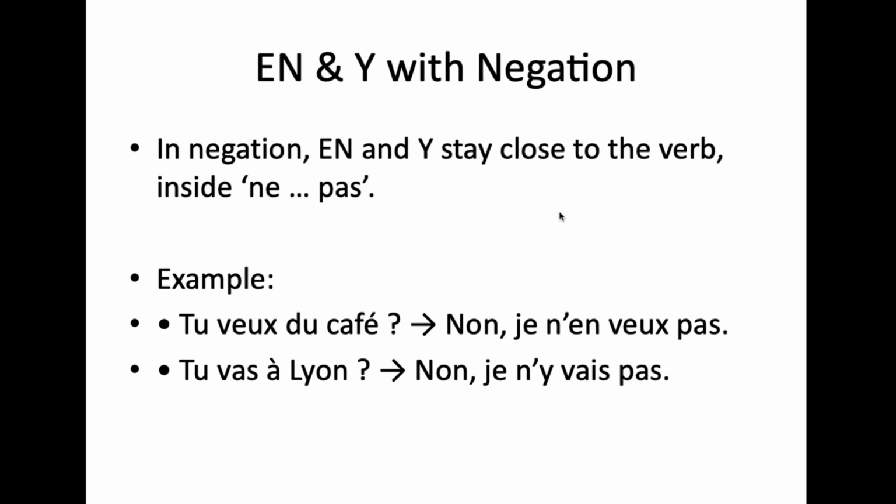With negation, we also have to be careful. "Tu veux du café? Non, je n'en veux pas." As you can see, we put the first negative element, the pronoun, the verb, then the second negation element. Same thing with y. "Tu vas à Lyon? Non, je n'y vais pas." First negative element, pronoun, verb, and second element of negation.